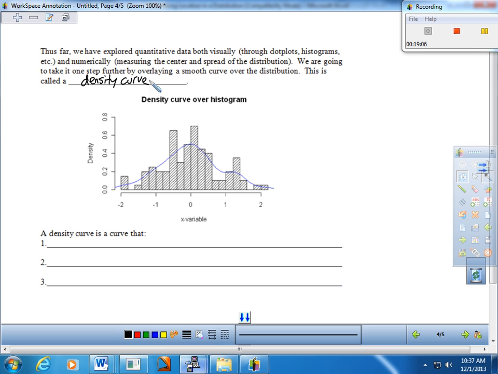And so you can see I've got this histogram right here, and a density curve would just be a smooth curve overlaying the visual representation right there. Okay, a couple characteristics of a density curve that we need to be careful of, and so let's get those pieces in play. So first of all, a density curve is a curve that is on or above the horizontal axis.